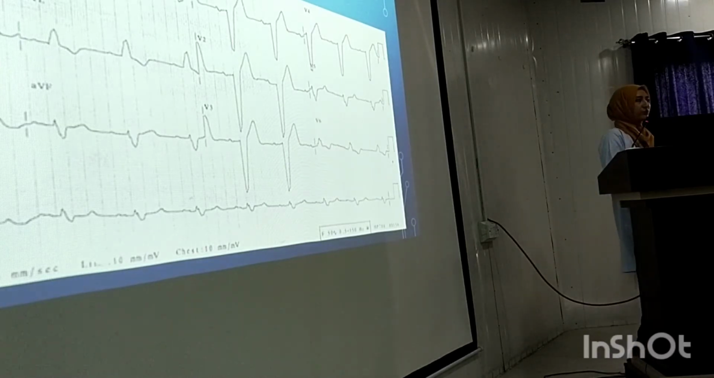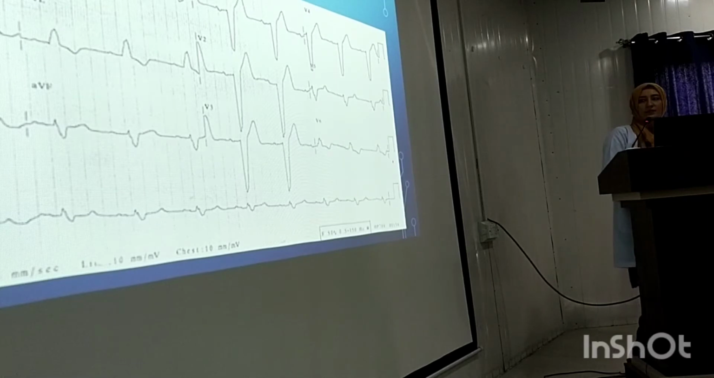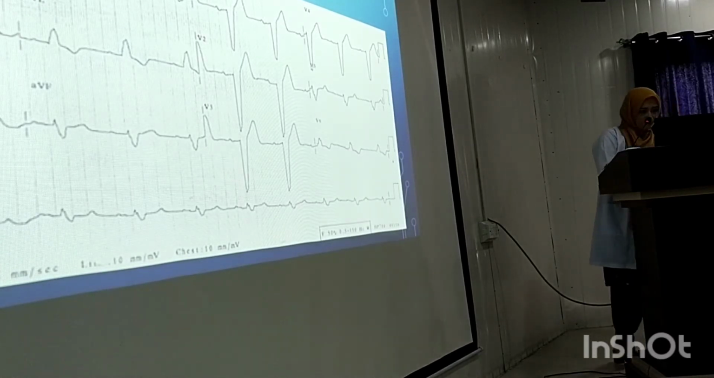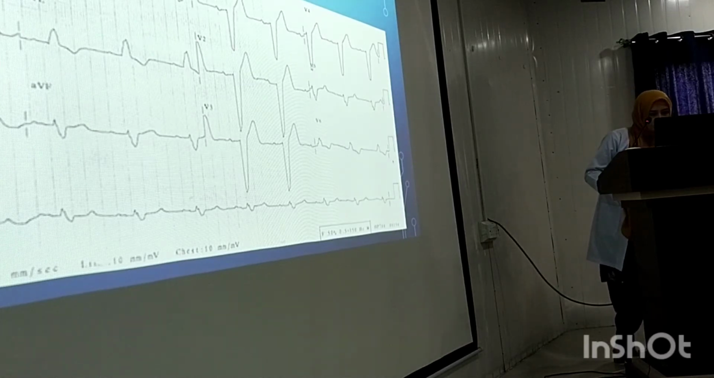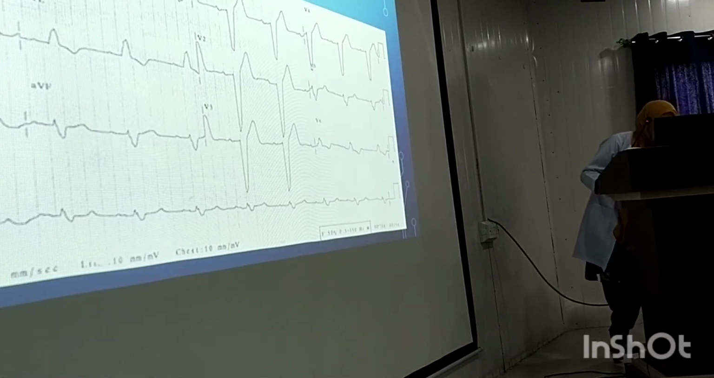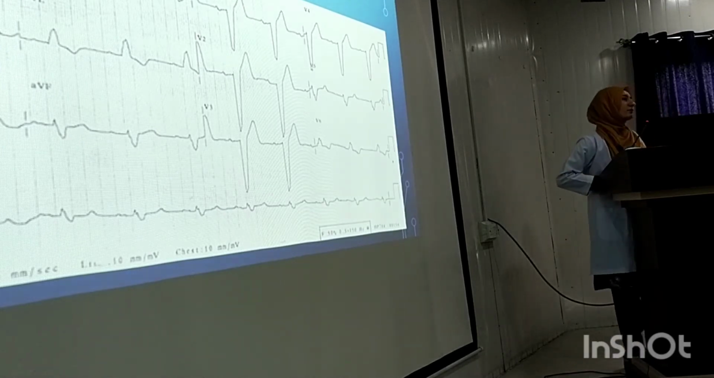Can you appreciate the P waves in this ECG? Are there any P waves in this ECG? But the P waves are there, right? And what about the heart rate? Can anybody tell me the heart rate in this ECG? Well, I don't know myself. I need to count. 100, 150, 100, 75, 60. Yes, it's somewhere between 60 and 70, 75.